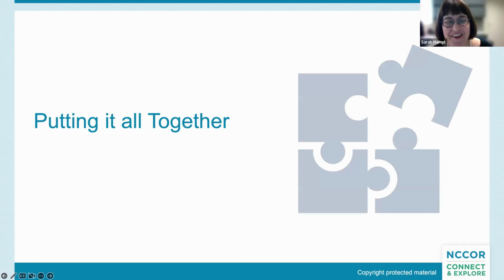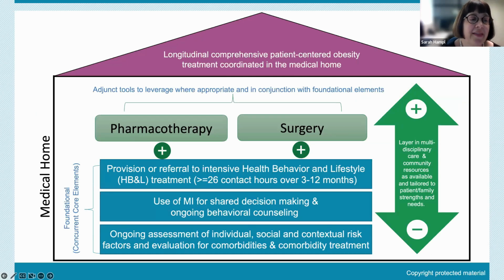So how do we put all this together? These are a lot of recommendations, and how do we see this coming together for the primary care provider and other interested stakeholders? Next slide. So looking at, again, an overall approach to treatment, in some ways thinking about the roof of the approach being longitudinal, comprehensive, patient-centered obesity treatment coordinated in the medical home, and then thinking about the foundation of the treatment being ongoing assessment of those risk factors that Dr. Hassig discussed, and ongoing evaluation for comorbidities, and ongoing treatment for obesity and the comorbidities, use of motivational interviewing for shared decision-making, and ongoing counseling and provision or referral to intensive health behavior and lifestyle treatment.